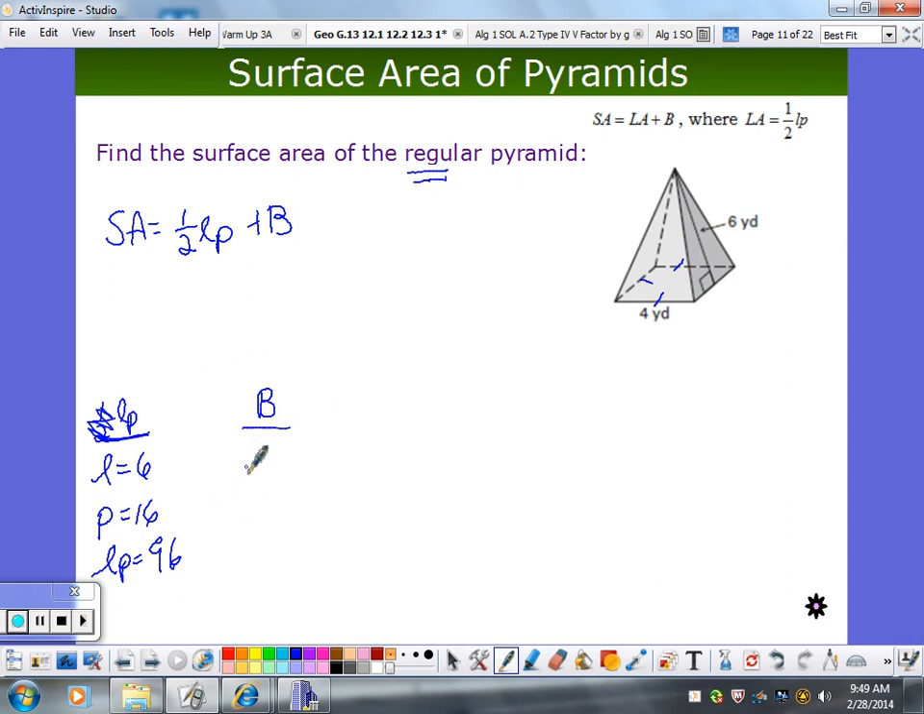So what is the area of my base then? It's also 16, it just so happens, 4 times 4. It just works. So I want half of LP plus 16. 48 plus 16, 64? All right? I did it. I hope I did it right. 64 square yards?